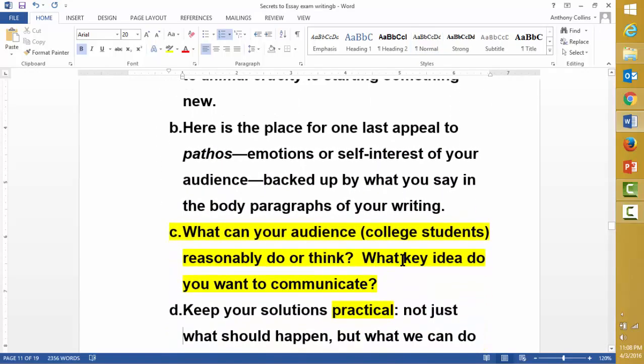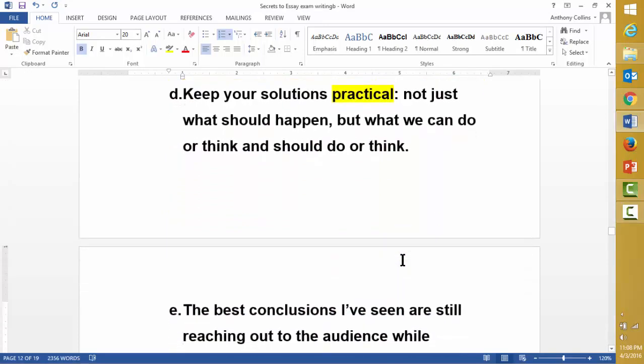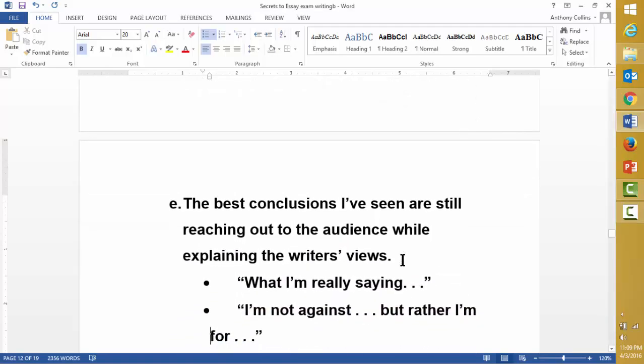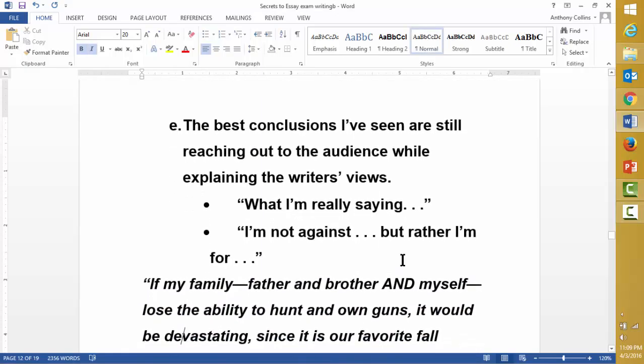Here's a place for one last appeal to pathos: the emotions or self-interest of an audience, backed up by what you say in the body paragraphs of your writing. What can your audience, college students, reasonably do or think? What key idea do you want to communicate? Keep your solutions practical, not just what should happen, but what we can do or think and should do or think. The best conclusions I've seen are still reaching out to the audience while explaining writers' views. What I'm really saying is, I'm not against this, but rather I'm for.